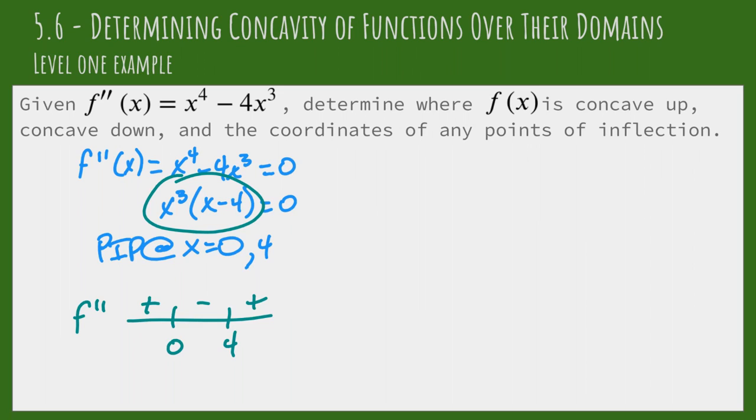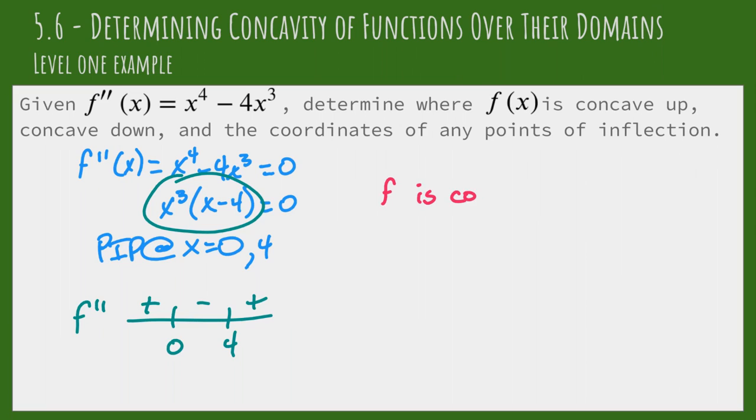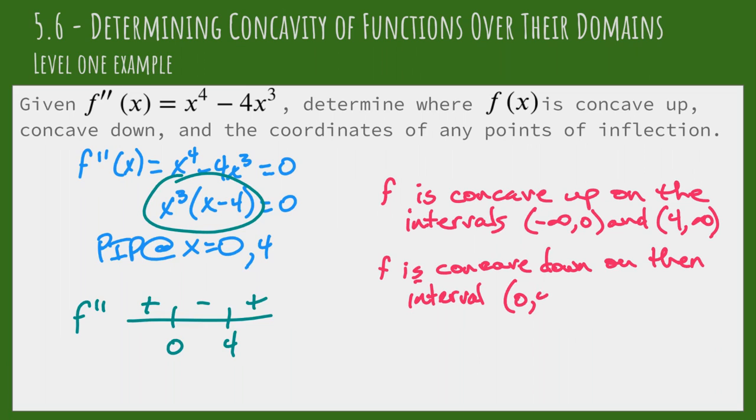So based on this sign chart here, we are going to say that f is concave up on the intervals where the second derivative is positive. So that's going to be from negative infinity to 0 and from 4 to infinity. f is concave down on the interval where the second derivative is negative. That's going to be 0 to 4.